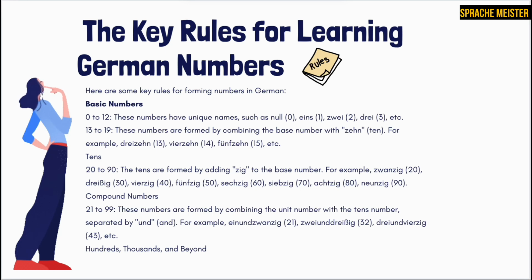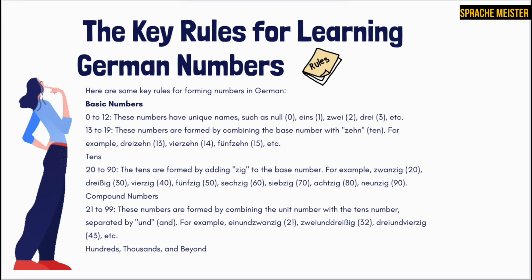Once we have got this down, we move to the next group. The second one, the numbers from 13 to 19. Now it gets a bit more logical. Numbers from 13 to 19 are formed by combining the base number with the word zehn, which means 10. So 13 is dreizehn, 14 is vierzehn, and 15 is fünfzehn, and so on until 19, which is neunzehn. Easy, right?